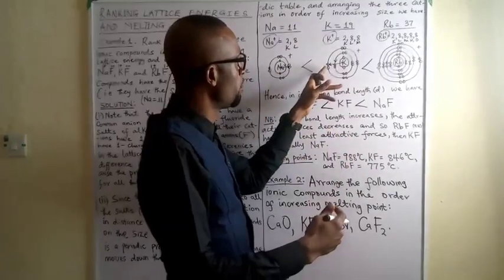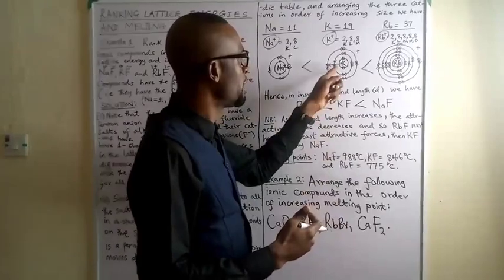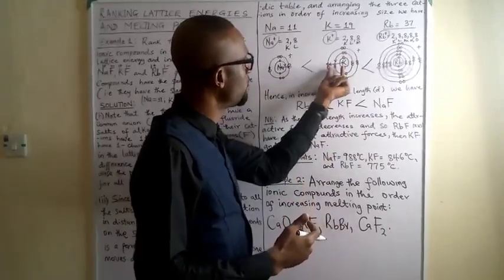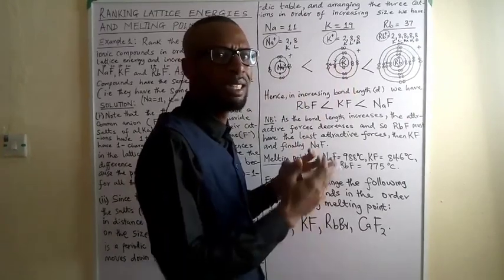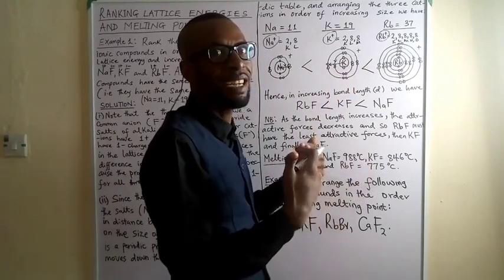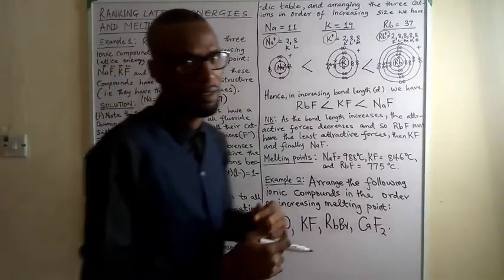So if a potassium ion is linking up with a chloride ion, it's going to have a lesser attractive force than what we have here, because there is much more distance. Here you have 2 shells, here you have 3 shells. So as the number of shells continues to increase, the radius increases, and the lesser the attractive force it is going to make with this fluoride ion that is common in the 3 of them.